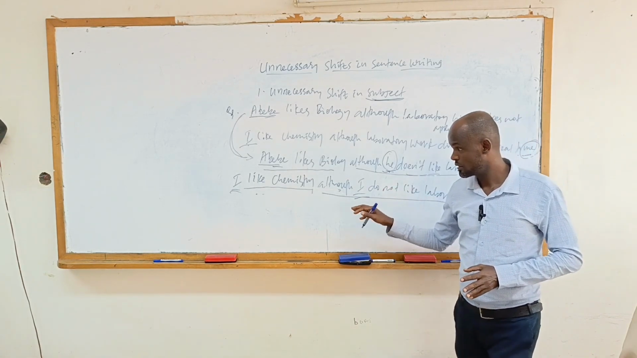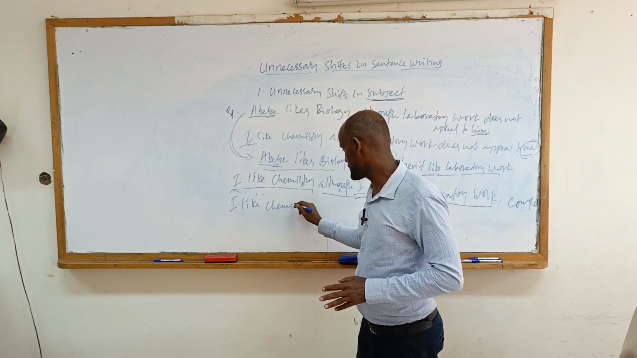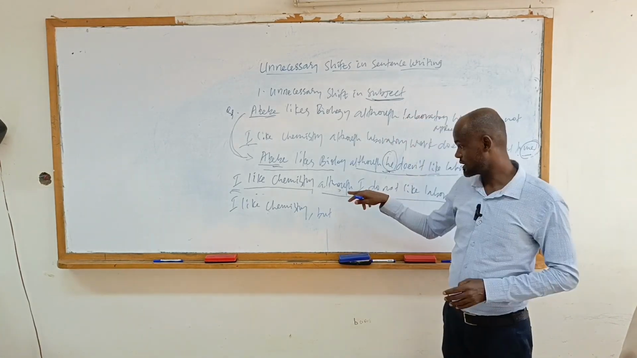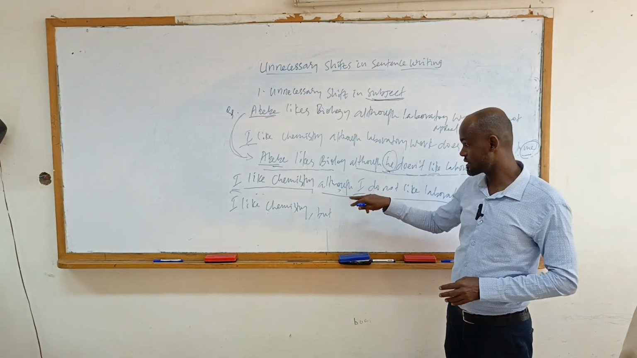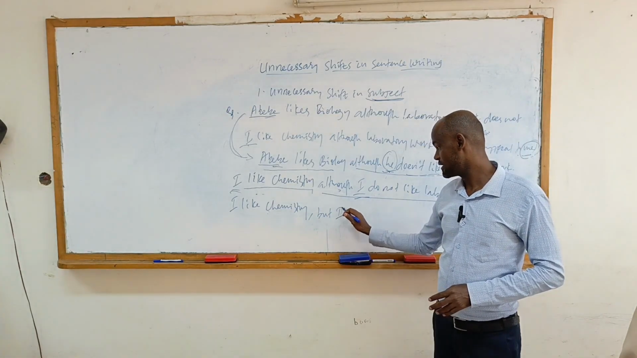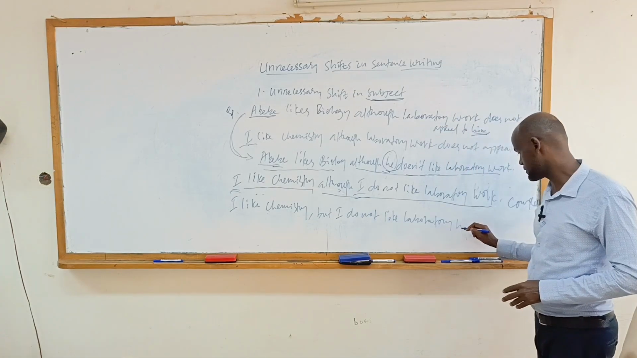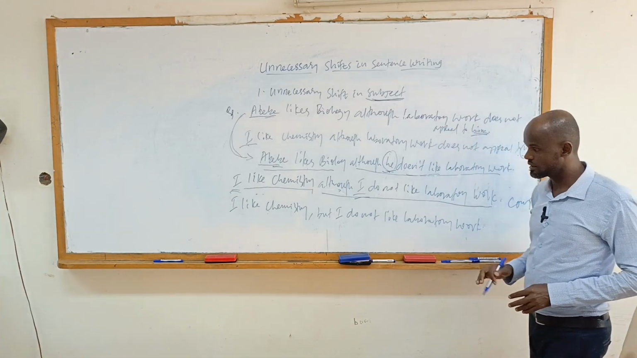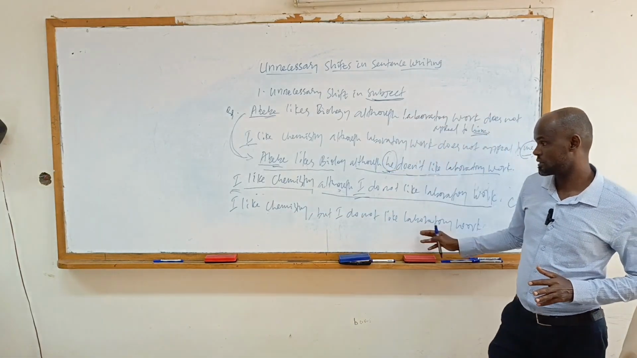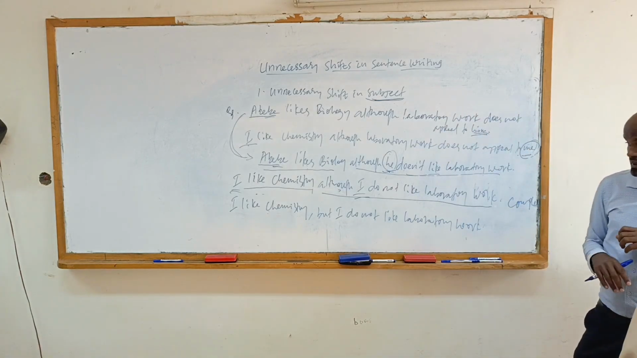We can, isn't it? For example, I like chemistry, but. Why but? Because the idea in the next clause is contrasting, isn't it? Yeah, I like chemistry, but I do not like laboratory work. You see, now this is compound. This is an independent clause, this an independent clause. The two independent clauses are joined together with the help of but.